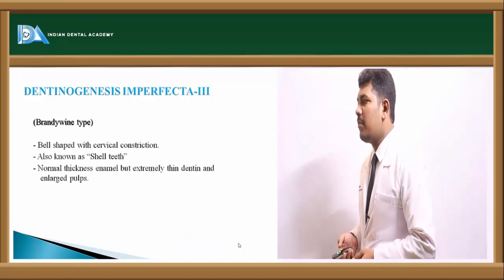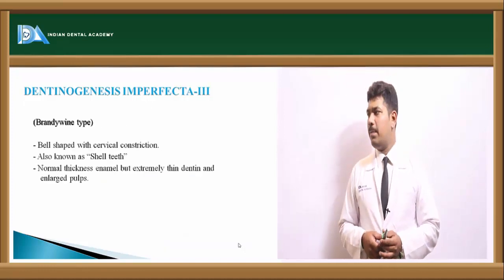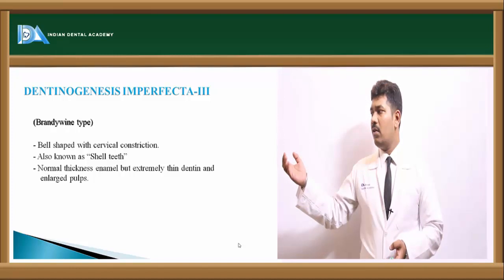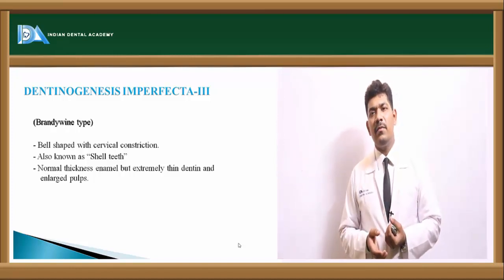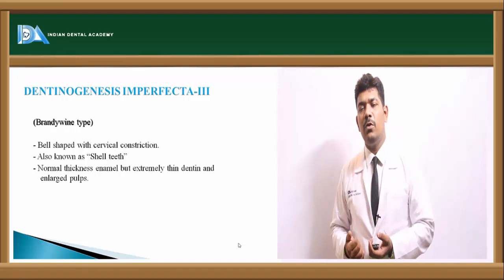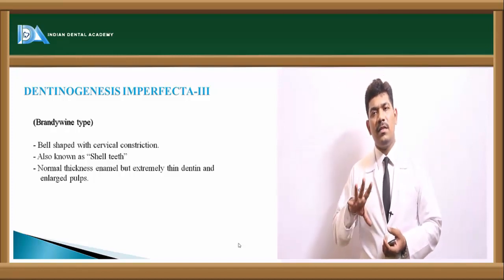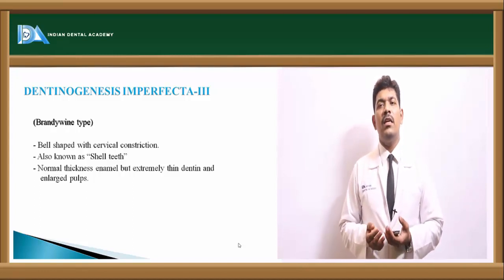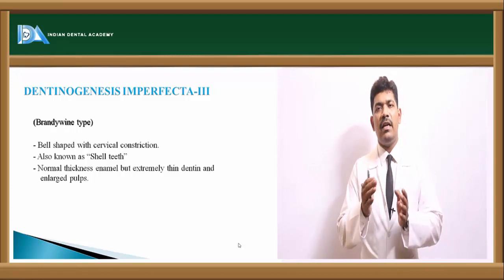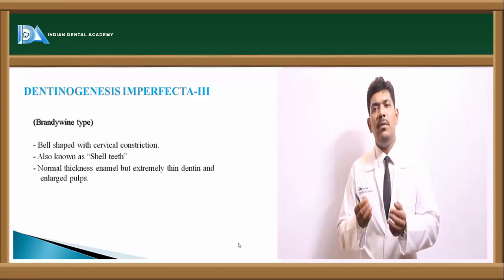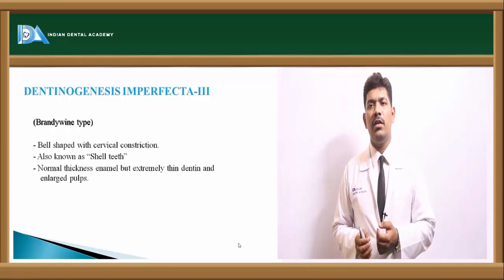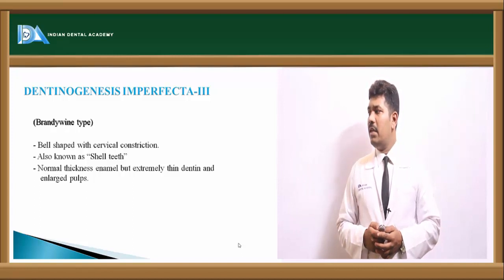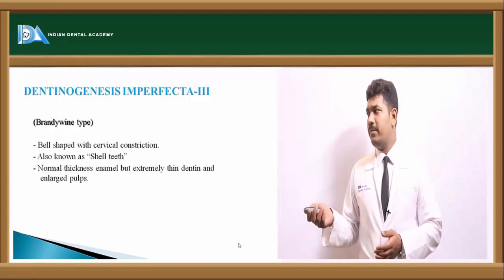Now there is dentinogenesis imperfecta 3, which is also called the Brandywine type. In this, the enamel is of normal thickness. The dentin is extremely thin at the expense of the pulp spaces, so the pulp spaces are slightly blown out. Radiographically, we see what is characteristically called shell teeth. There is a cervical constriction and shell teeth primarily because there is a lack of dentin formation in this particular anomaly. So this is your Brandywine type, or dentinogenesis imperfecta 3.